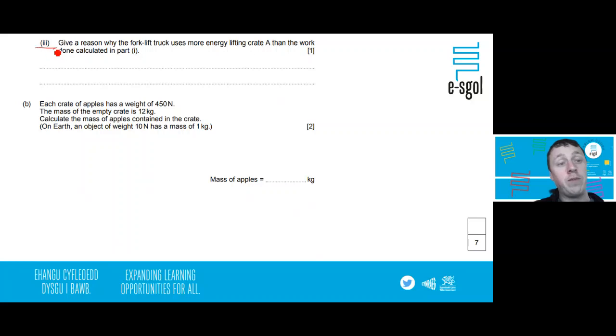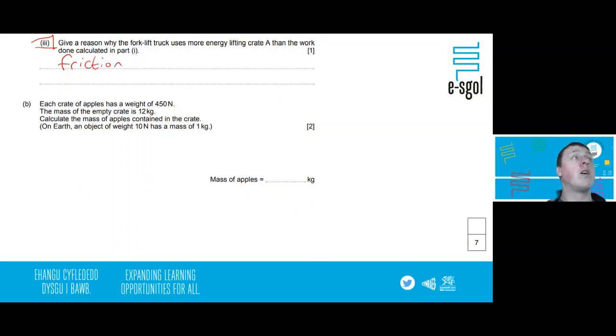Part 3 is now testing our understanding on this transfer of energy, and it's give a reason why the forklift truck will use more energy lifting a crate than the work done. So this is looking at understanding real life applications. So in a real life application, what we'd be looking for is something along the lines of understanding that there could be energy loss or additional work done due to friction.